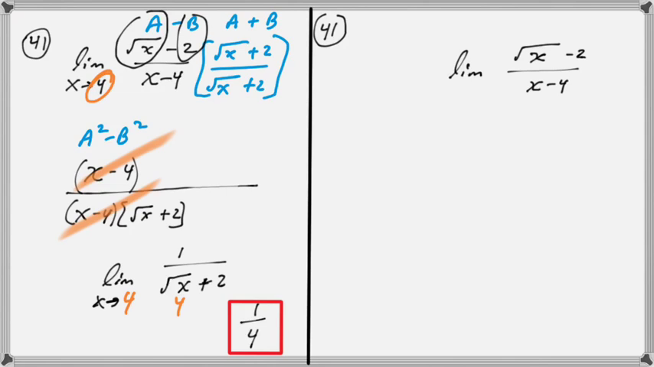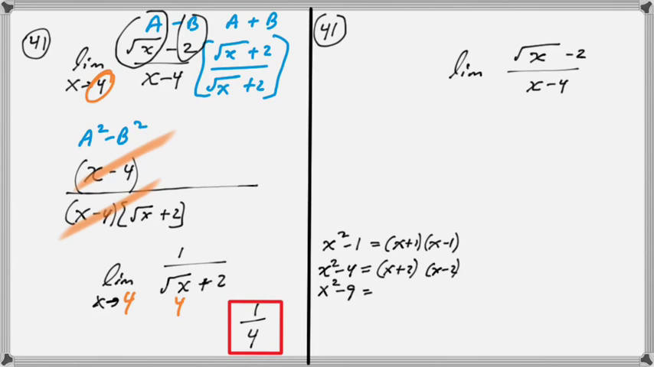Okay, here's another approach to 41. I just want to know, how do you factor x squared minus 1, x squared minus 4, x squared minus 9? You factor them as a difference of squares, don't you? So this would be x plus 2, x minus 2. This last one will be x plus 3 times x minus 3. Where does the x and the 3 come from? Are they the square roots of these?